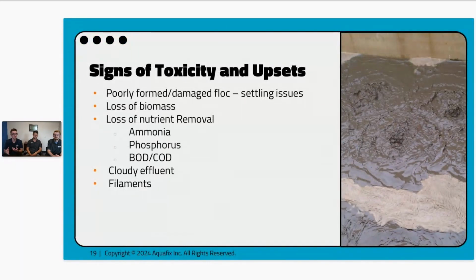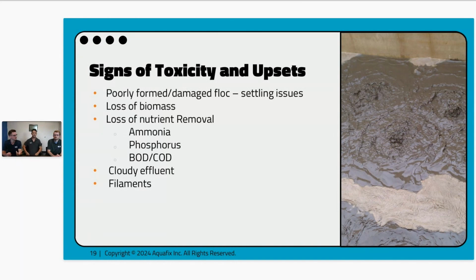So some signs you can start to look out for. If you do microscopy on site or utilize our lab services, the first thing you're going to see is poorly formed or damaged flock, a lot of irregularities when looking under the microscope, and certainly settling issues.